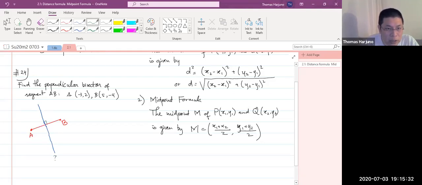Okay, so the question is, what is this? Notice that if you pick any point on this blue line, the perpendicular bisector, a random point, then the distance of this point to A is the same as the distance from this same point to B. Let me pick another coordinate here. Again, the distance from this point on the blue line to point A is the same as the distance of that same point to point B. Now we want to find the equation of this line, which is the perpendicular bisector of this segment.